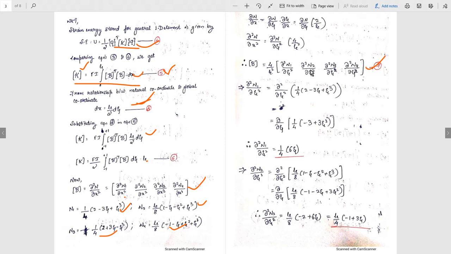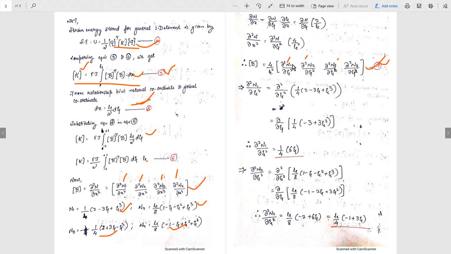So 4le square will be there in each of these terms. Each of these terms there will be 4le square. So when you take 4le square common outside, this is what remains: dou square N1 upon dou xi square, dou square N2 upon dou xi square, dou square N3 upon dou xi square, and dou square N4 upon dou xi square. Okay, let me call this equation 7.